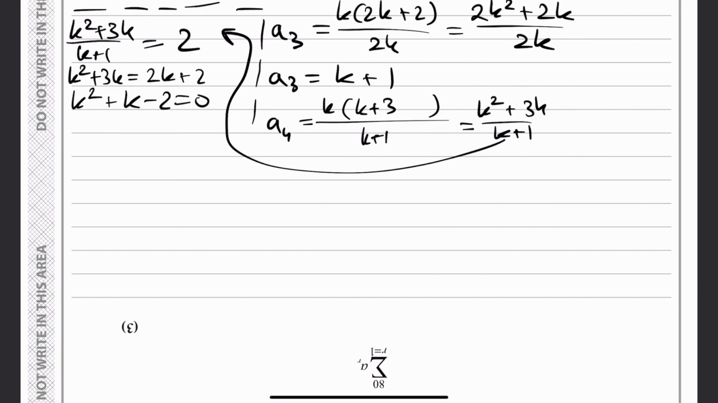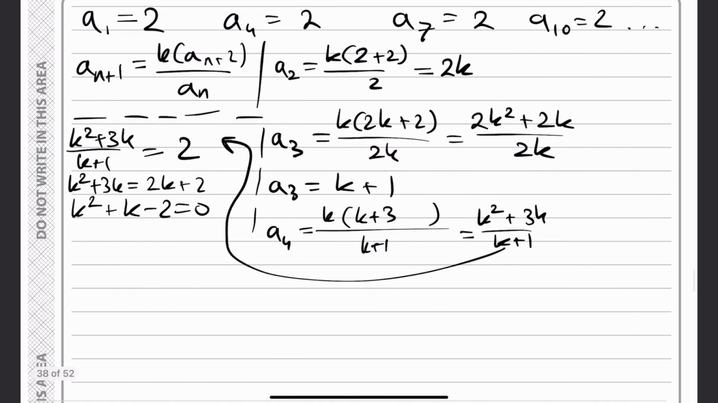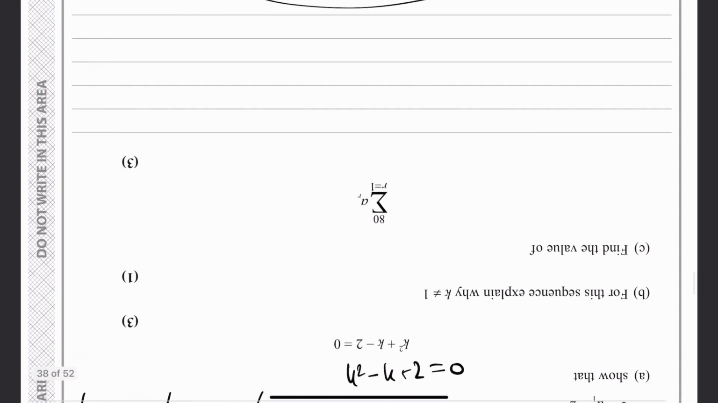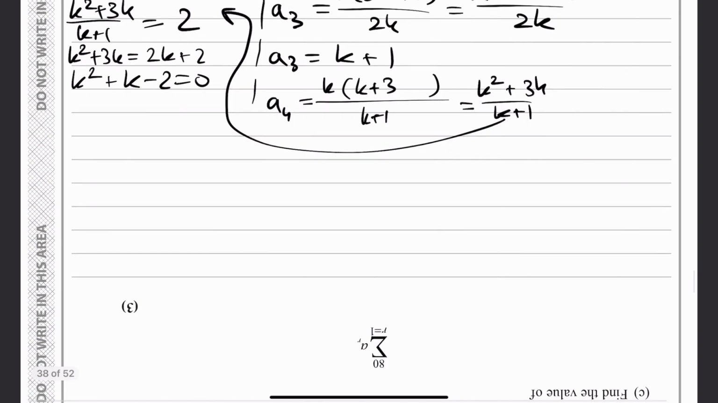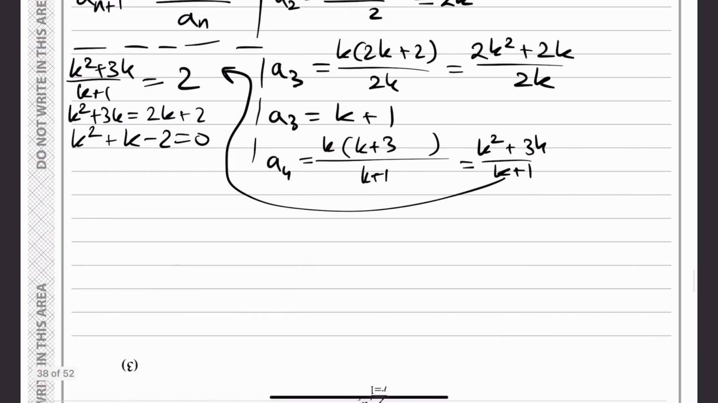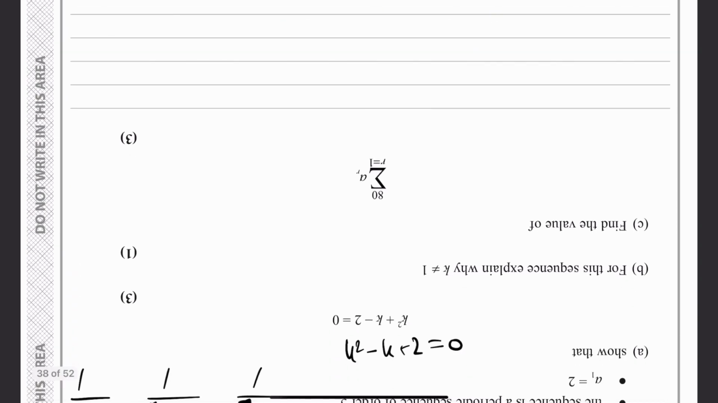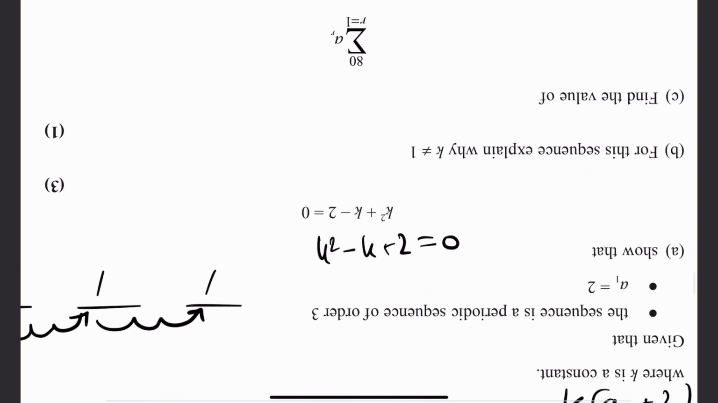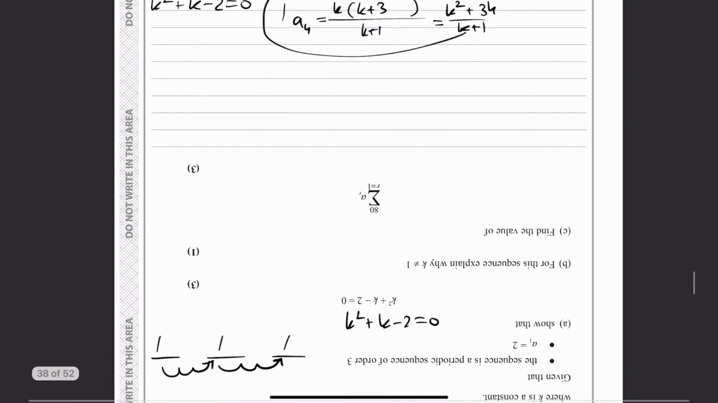Have I done something wrong somewhere? If I've done the k squared term wrong, then that would explain it. So let's see if I've done that k squared term wrong. Oh, no. That's not what they've said. They have said k squared plus k minus 2 is equal to 0. Okay, yeah, that's what I got.